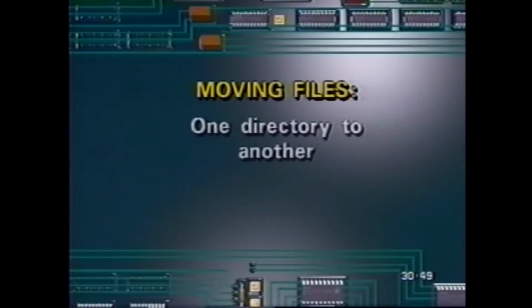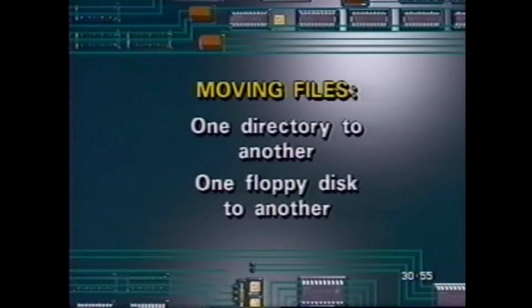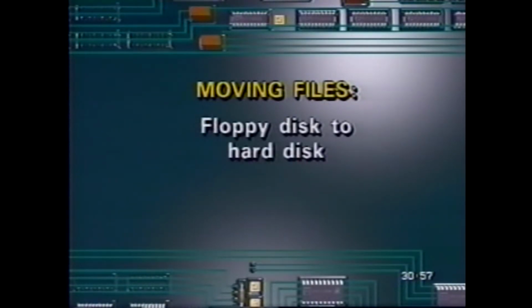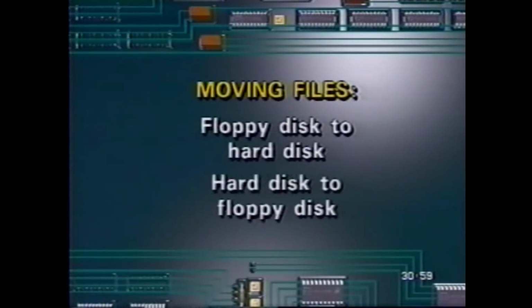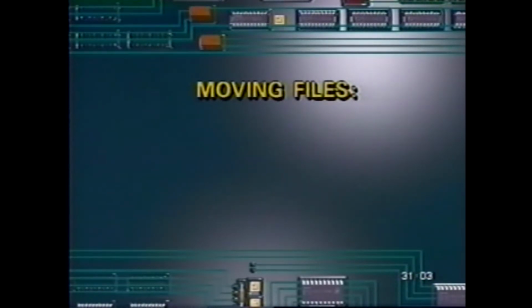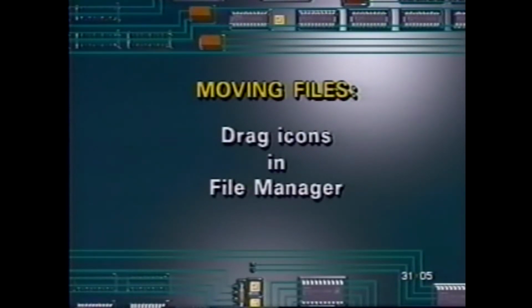We've just moved a file from one directory to another, but sometimes we want to move files from one floppy disk to another, or from a floppy disk onto our hard disk, or we might want to copy files from the hard disk to floppy disks. We can use the same dragging procedure we just demonstrated to move files from one disk to another. The help screens and your manual can provide more information if you need help with the process.